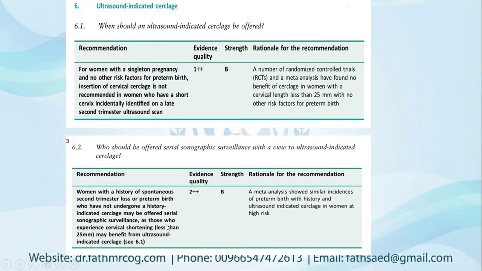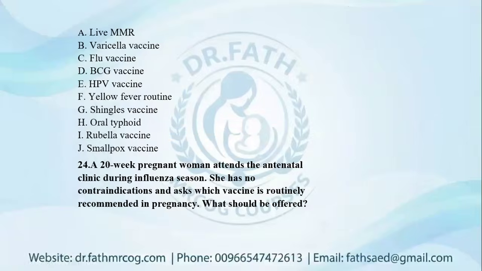And it will be from 16 to 24 weeks. During this period, if at any time the patient has a short cervix, you will consider giving the patient cervical cerclage. So please concentrate on this point because they will repeat the exam. They will tell you it is ultrasound-indicated cerclage, or history-indicated cerclage, or if the patient incidentally has a short cervix, no need for cerclage.